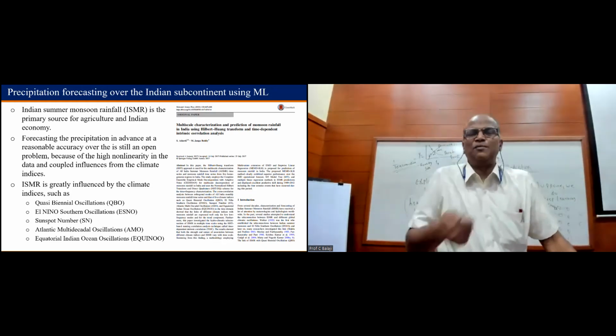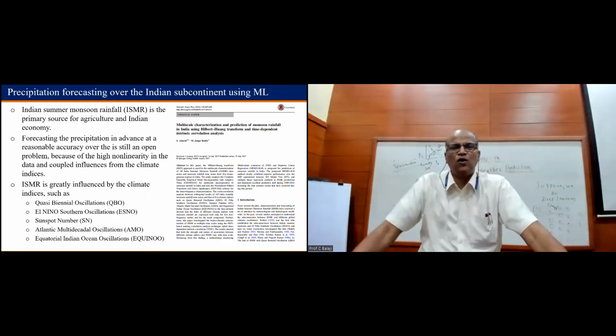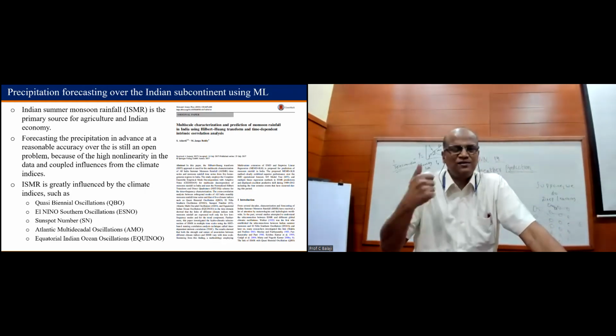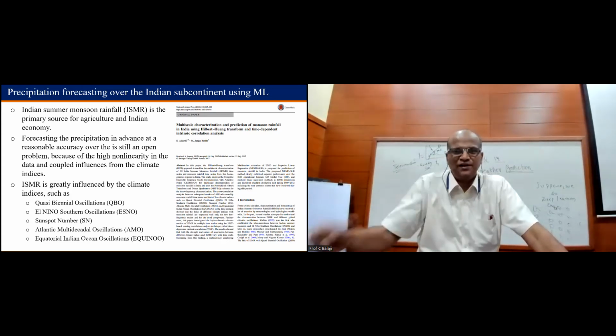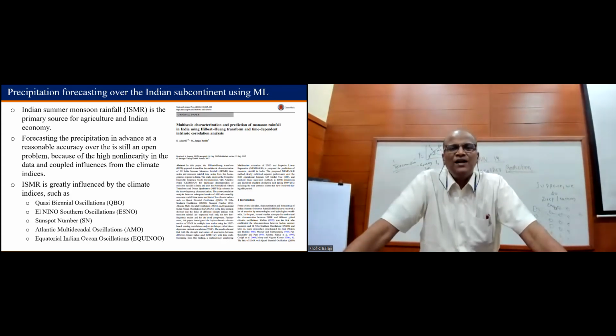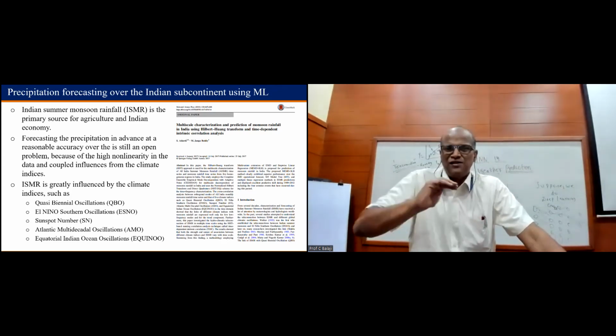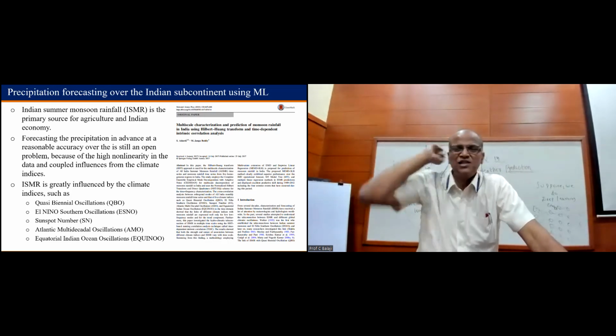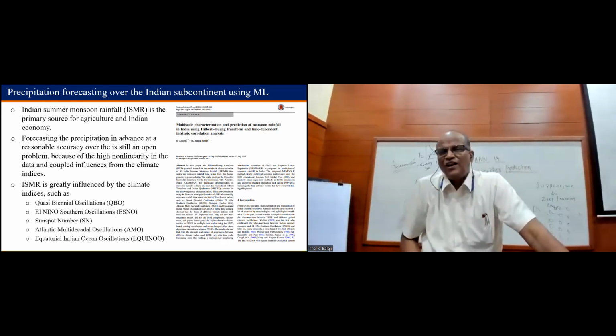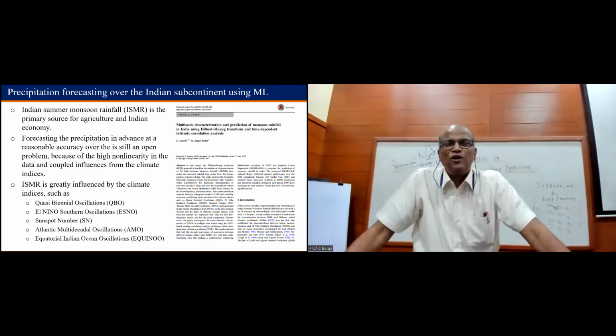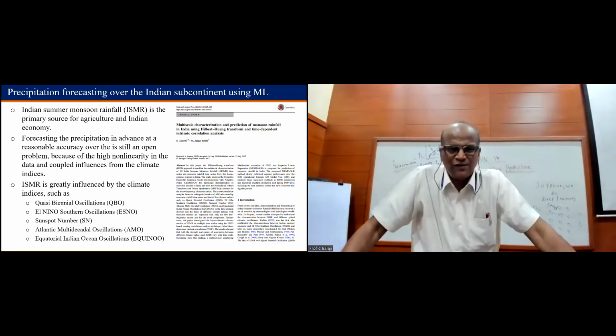Needless to say, ISMR is very important for agriculture, the Indian economy, and forecasting. ISMR is a key problem. There is a non-linearity in the data, and there doesn't seem to be a set pattern. It is very defiant and cannot be tamed. It's not easy to solve this problem.